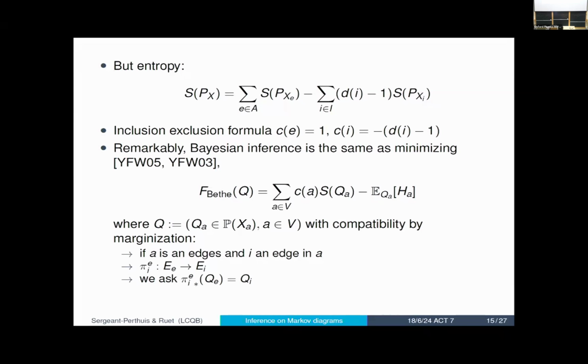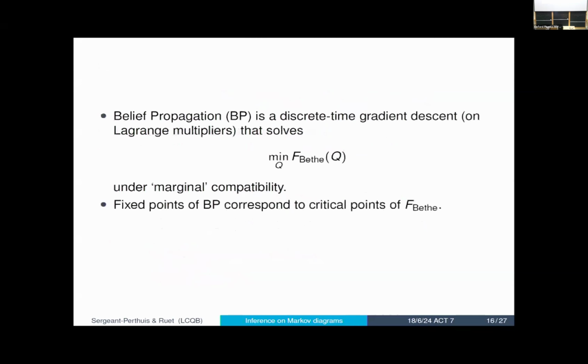Okay, so this is much more interesting because now you have a functor here that is simply the one defined by the projections from the state space on the edges to the nodes, and you have a marginalization. And then you say, okay, I can in fact define the problem of inference locally, simply by putting constraints on how the distributions have to evolve. And in fact, belief propagation is simply a discrete time gradient descent on the Lagrange multiplier of this quantity. So if you know how to define this optimization problem, you get the belief propagation algorithm.